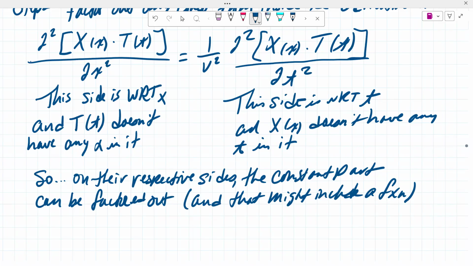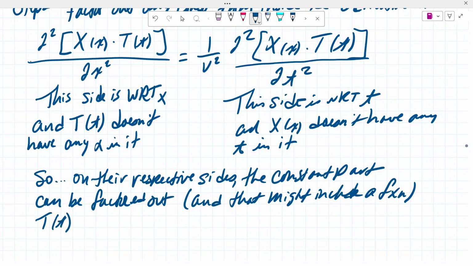So when we do that, we can go ahead and factor these things out. Let's take a look at the left-hand side. What are the constants on this side? Well, we just said T of t has nothing to do with x. So with regard to the derivative with respect to x, T of t is a constant. So I'm going to go ahead and pull T of t out.